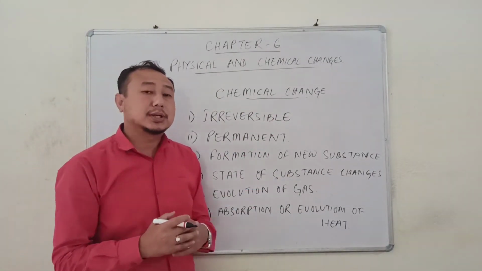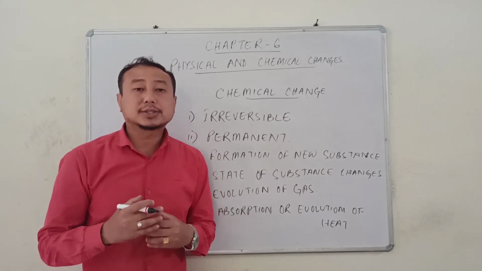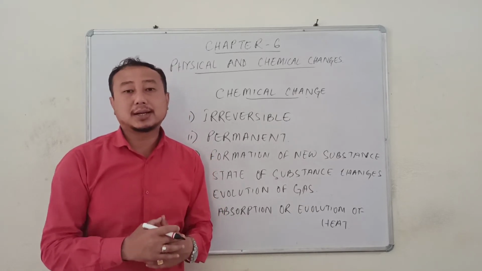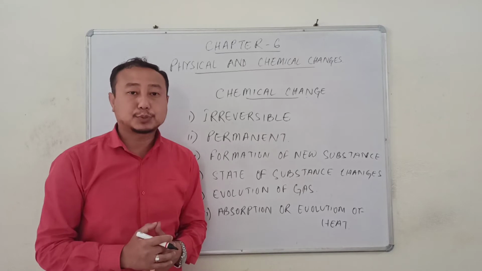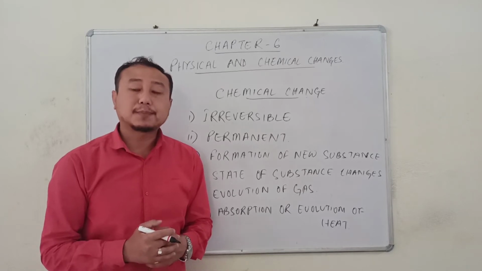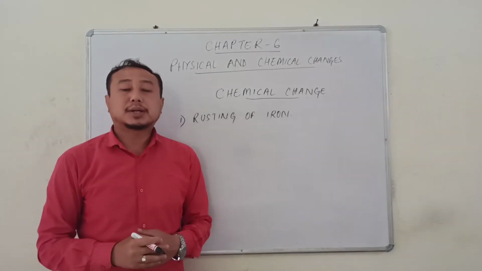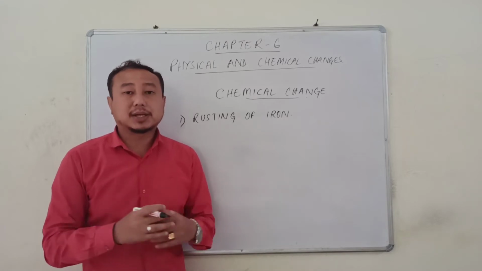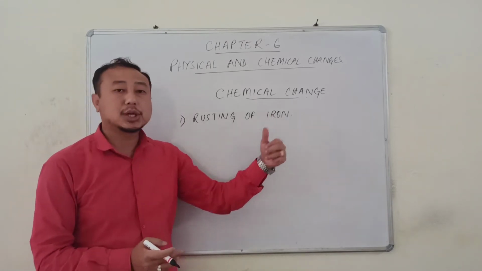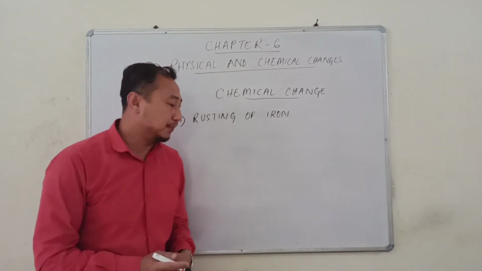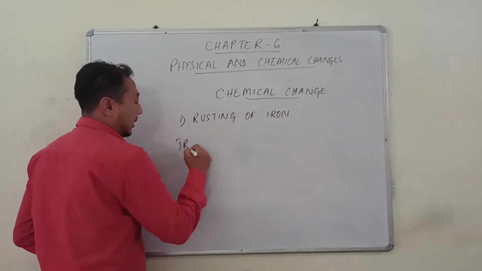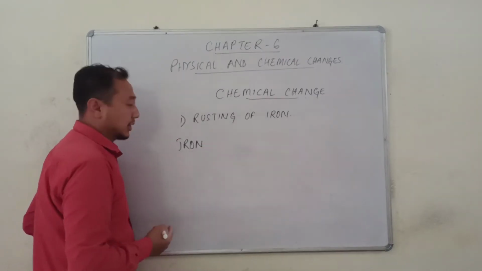Now let us discuss these chemical changes by taking some examples so that we will get a clear idea of this type of change. So let's see the examples. One of the most common examples of chemical changes that takes place in our surroundings is the rusting of iron. Iron is a grayish colored substance.